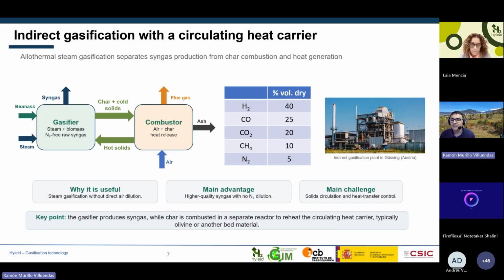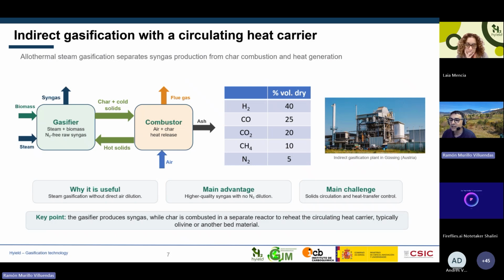On the left, we have the gasifier, where biomass reacts with steam under oxygen-free conditions to produce a nitrogen-free syngas. Because no air is introduced into the gasifier itself, the product gas is not diluted with nitrogen, which significantly increases its heating value and hydrogen concentration. The remaining char and bed material are then transferred to the combustor shown on the right. In this second reactor, the char is burned with air, generating the heat required for the process.